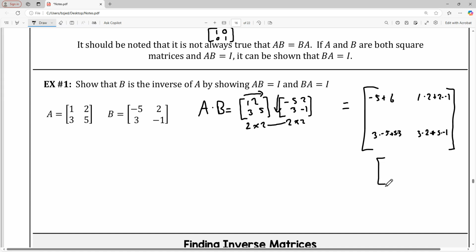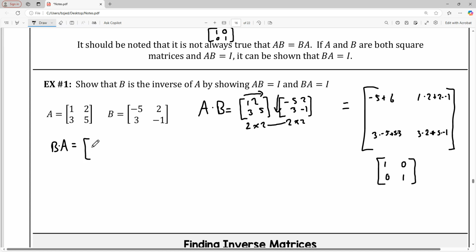If we simplify all 4 of those down, I'm going to get 2 plus -2 is 0. I'm going to get -15 plus 15 is 0. And I'm going to get 6 minus 5 is 1. So that means A times B equaled my identity matrix. But that's not good enough. I now need to multiply B times A to check if these are inverses.